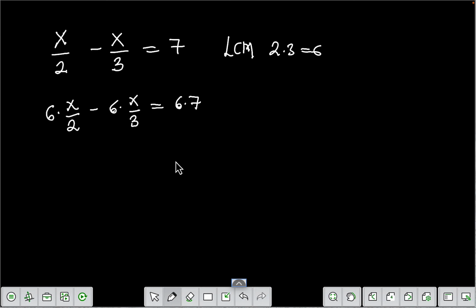All right, we are done multiplying the common multiple by each term, right? So now let's simplify. 2 can go into 6 3 times, and that will give you 3x, minus 3 can go into 6 2 times, that gives me 2x, and 6 times 7 is 42, right? So 3x and 2x are like terms, so we can combine them. 3x minus 2x is 1x, which is x, and that is equal to 42.